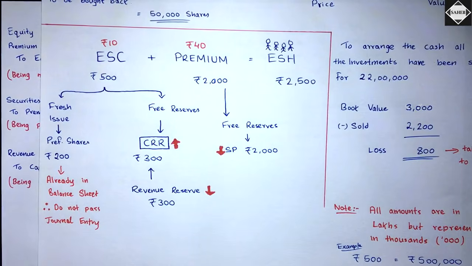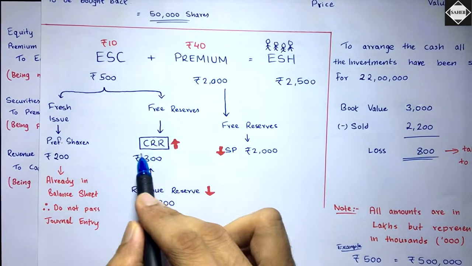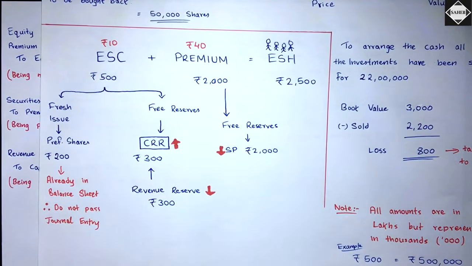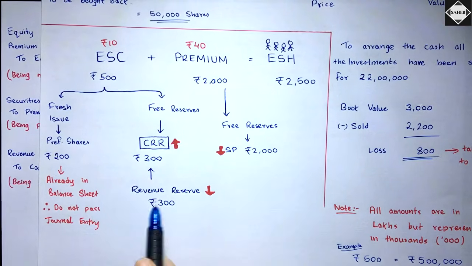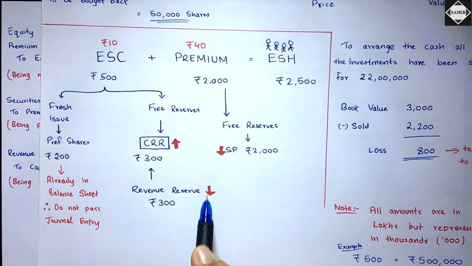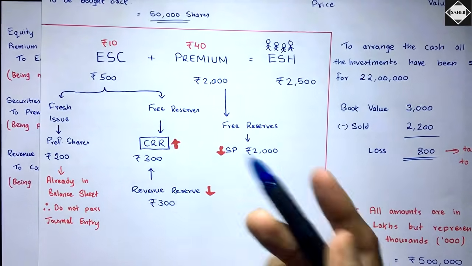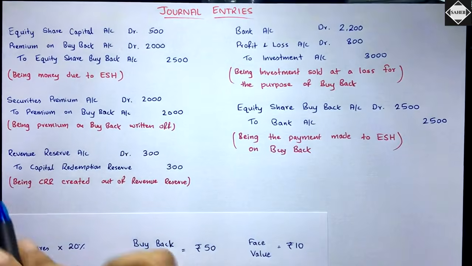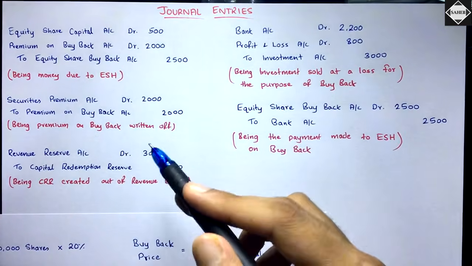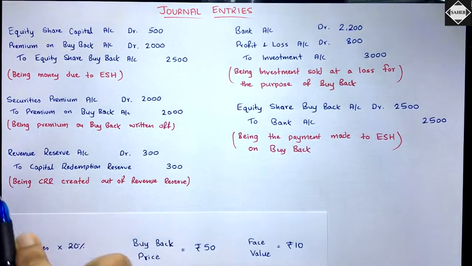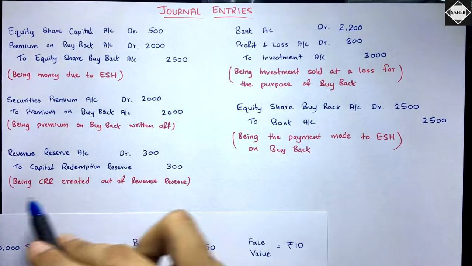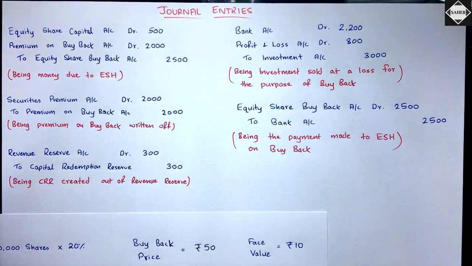You will only pass the journal entry for creation of CRR. Now what is happening over here? Here we have created 3 lakh of CRR by way of revenue reserve. So revenue reserve is decreasing, you will have to debit this, and CRR is increasing, you will have to credit that. So the entry would be very simple: revenue reserve account debit, it's decreasing, you will debit that 3 lakh, and to capital redemption reserve. CRR is increasing, you will have to credit that, being CRR created out of revenue reserve. Simple as that. Clear? Right.